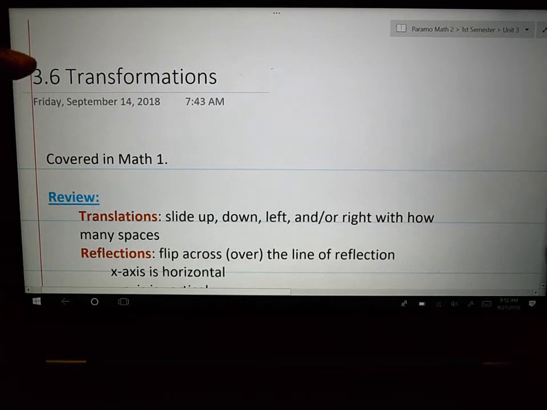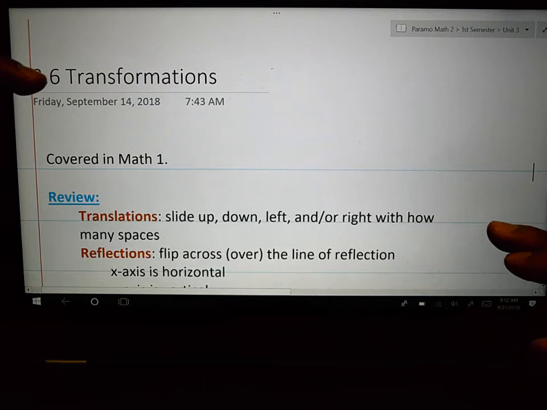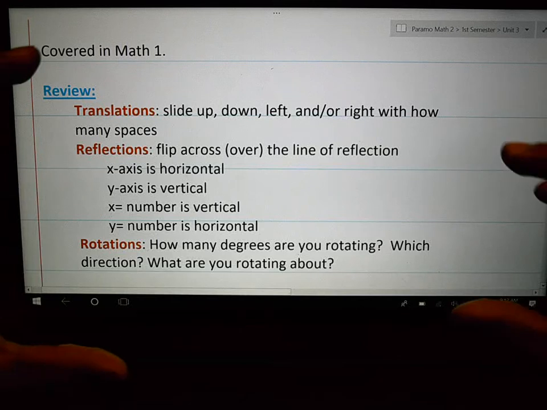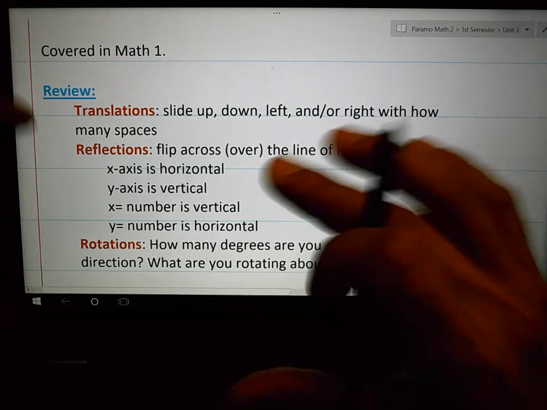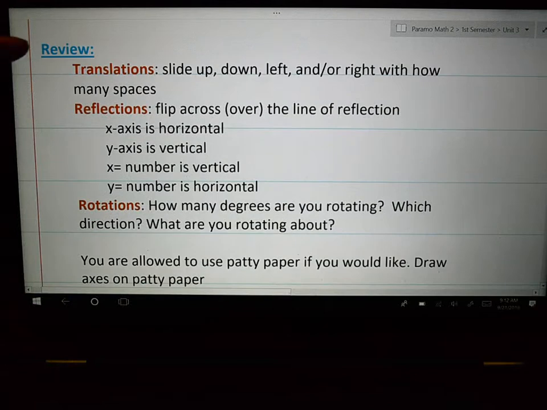3.6 is on something you did in Math 1 called transformations. Now, because I know some of you were not here, I do have a review where I state what each of the things mean. I kind of want to translate these three transformations that you're expected to know.